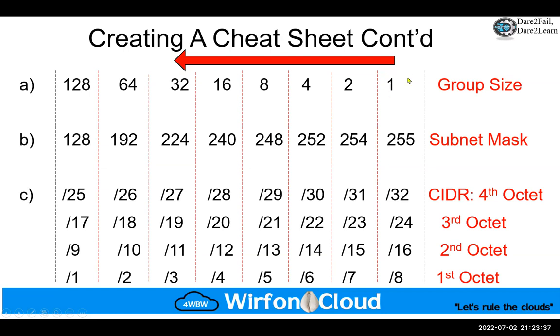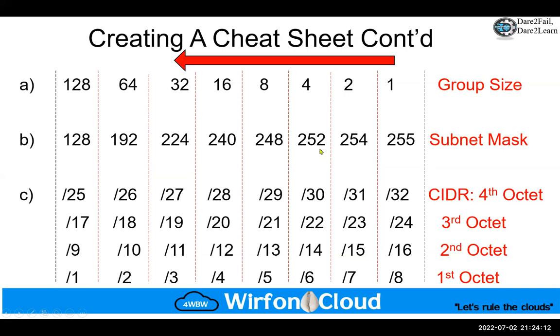All right, so if you were following along, I was saying you should have a sheet that looks exactly like this. So you have your group size from 1 to 128, your subnet mask from 255 to 128, and your CIDR from /32 to /25 for the fourth octet, /24 to /17 for the third, /16 to /9 for the second, and /8 to /1 for the first.